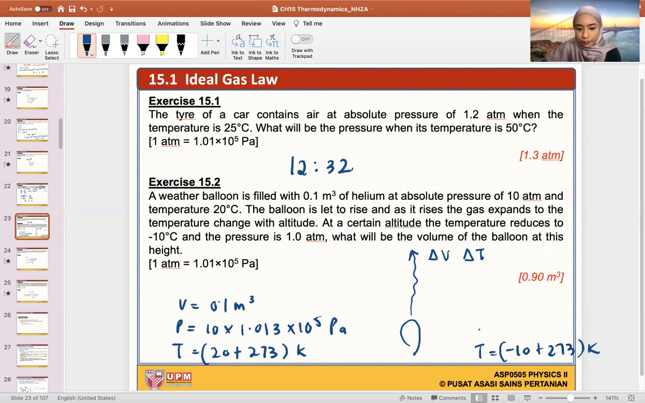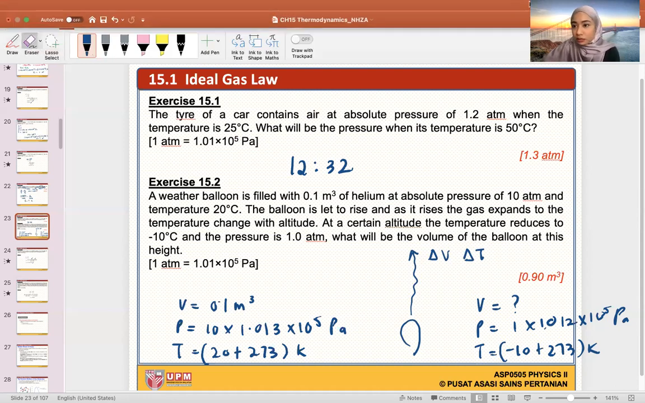Pressure is P1 times 1.012 times 10 to the 5 Pascal. What will be the volume of the balloon at this height? What is the final V? Okay, I'm going to give you like 5 minutes to figure out the equation to use, the steps and the final answer.